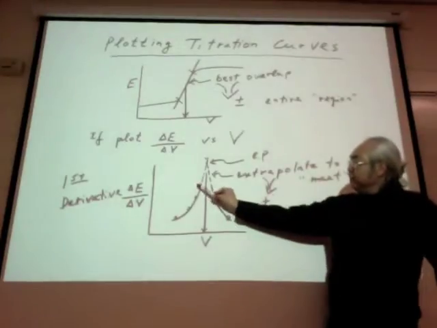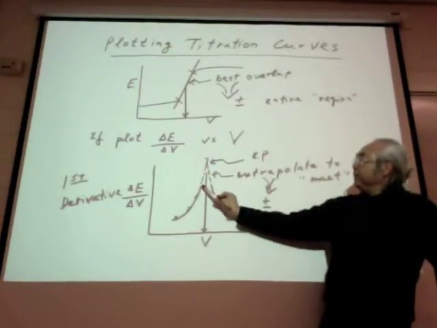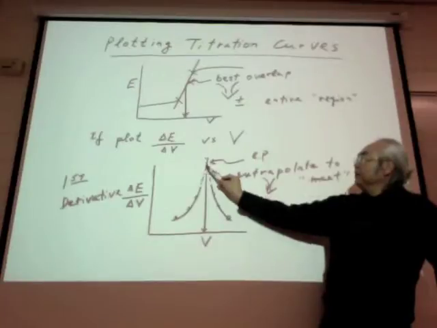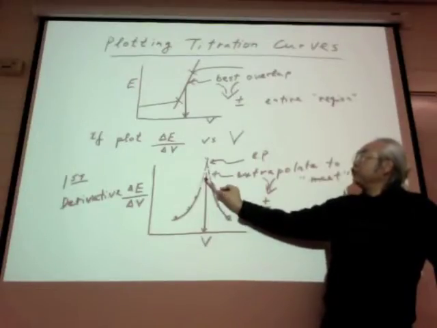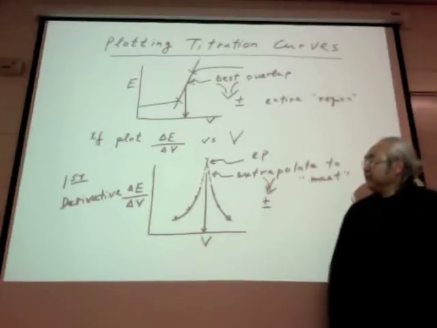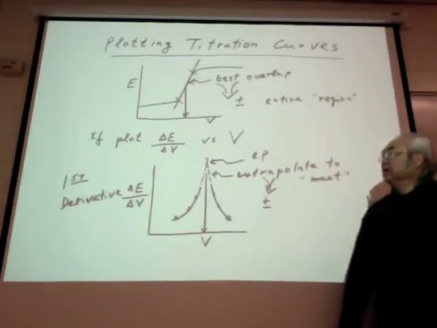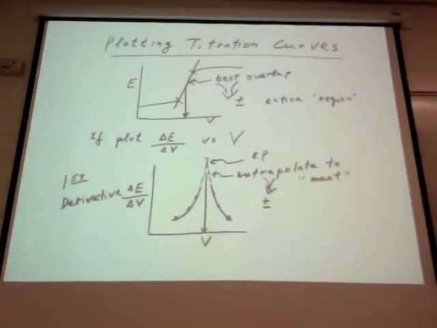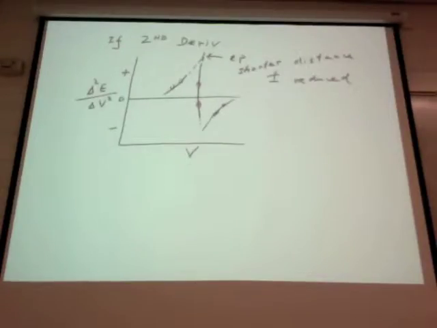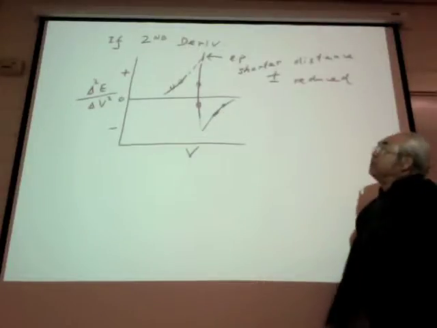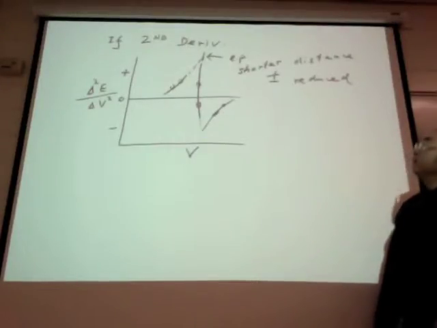But now there's still a distance from here to here, right? It would be nice if the distance were shortened, then your endpoint detection would be even more accurate. And therefore, why not do a second derivative plot, to reduce the extrapolation. So that is the second derivative. So you do the delta of the delta, is what it amounts to.